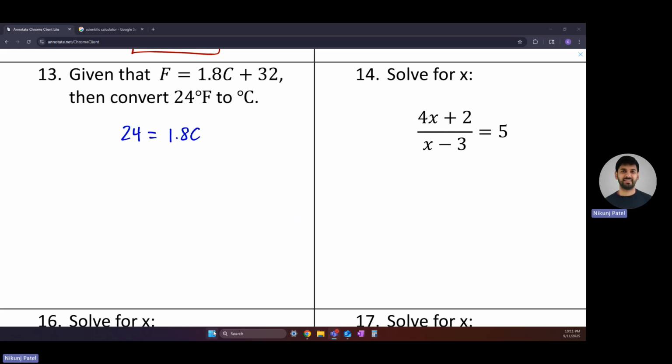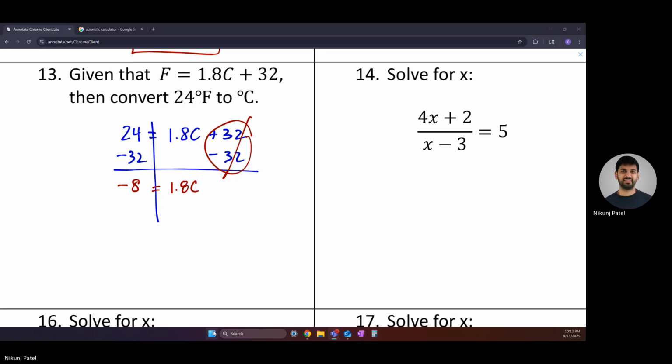1.8C plus 32. So now from here, we need to convert to Celsius, meaning we need to solve for C. So we can just apply our normal rules, minus 32 minus 32. So 24 minus 32 is negative 8 equals 1.8C. And then we divide both sides by 1.8.